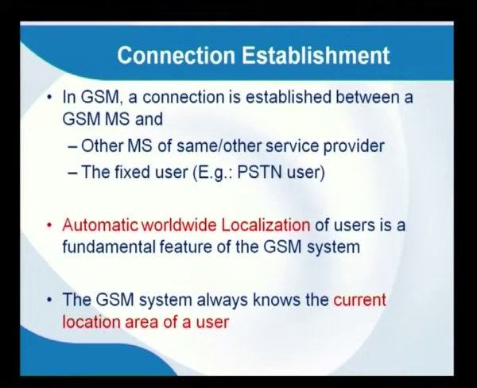Automatic worldwide localization of users is the fundamental feature of the GSM system. So, the GSM always ensures automatic localization of the GSM users. As the GSM users are moving from one place to another place, their location has to be located for establishing the connection. So, without the knowledge or involvement of the users, the GSM does the automatic localization. So, worldwide the users can be located.